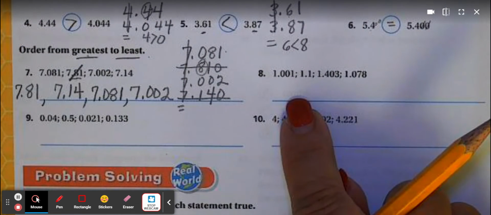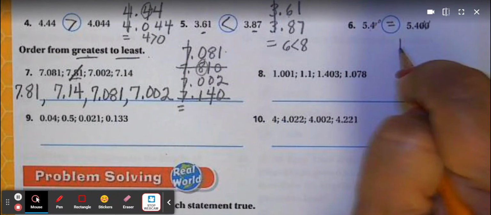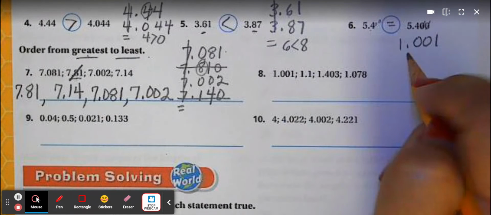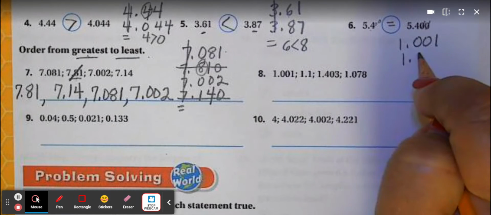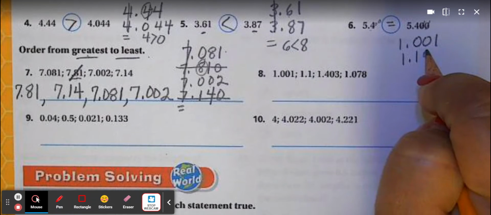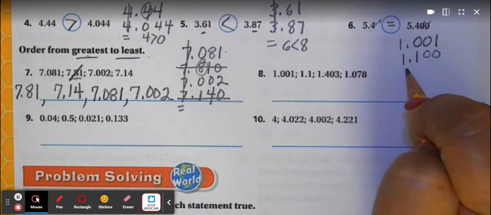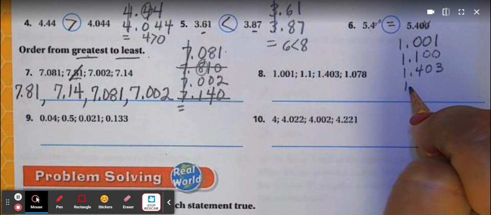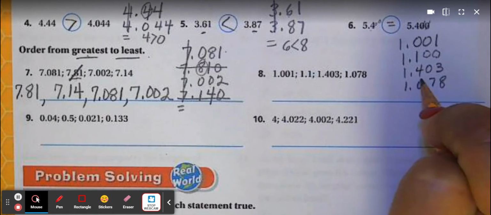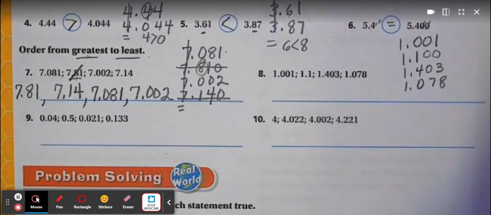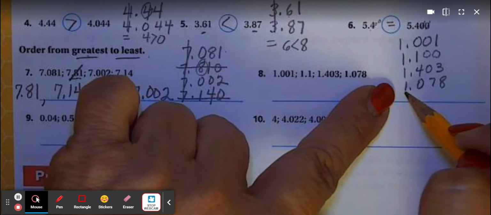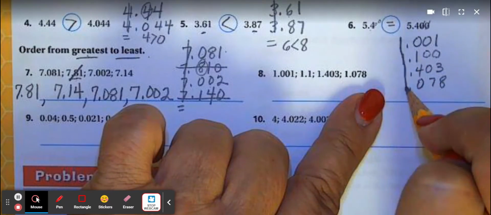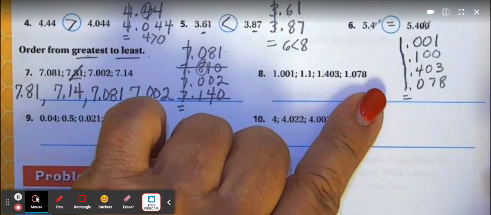I'm going to do the same thing with number 8. 1 and 1 thousandth, 1 and 1 tenth, but I'm going to add 0 as my hero, 1 and 403 thousandths, and 1 and 78 thousandths. I'm going to start with my place value, starting with the ones, going from left to right. I can see they're all equal, so I'm going to cross that out.